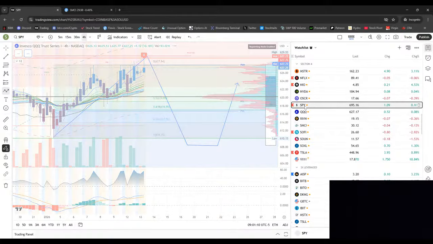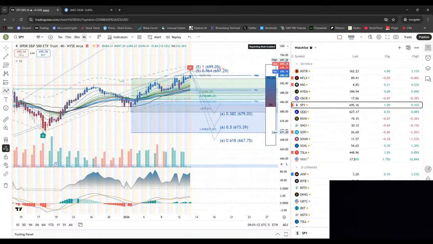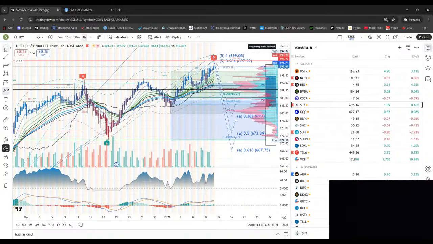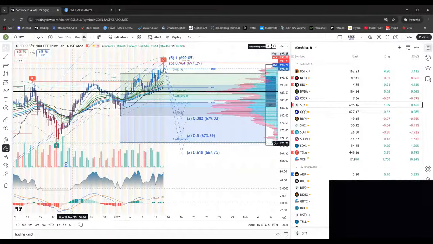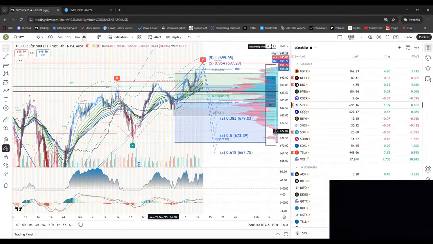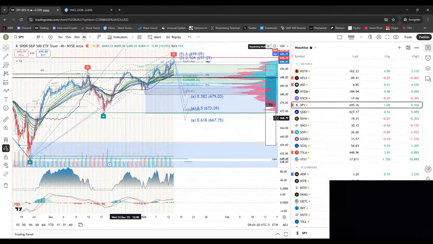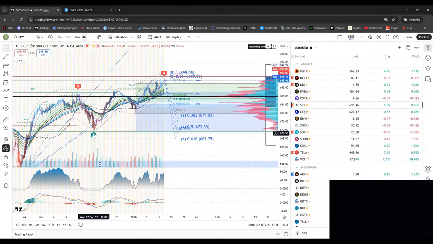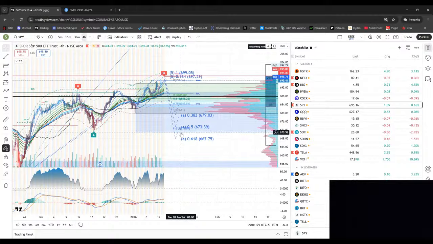Same thing on the S&P 500. This area right here is the previous low, which is the 666, 670 area. From here, the market will drop below this point. This is where the liquidity is sitting. There is no power in this world which can stop the price from coming to this point.